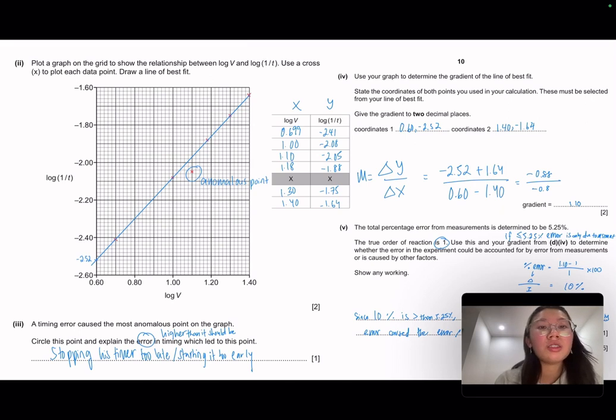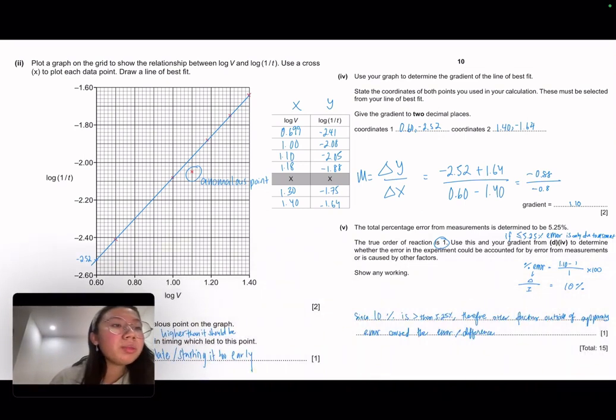I basically use the very top point and the very bottom point, like negative 2.52 and negative 1.64. So I covered basically the entire area, but you don't have to do that. As long as you cover at least 50% of the area, it's already fine. So change in y over change in x. Overall, the gradient value I got is 1.1. I'm rounding it off to 2 decimal places because they asked for it, so 1.10.